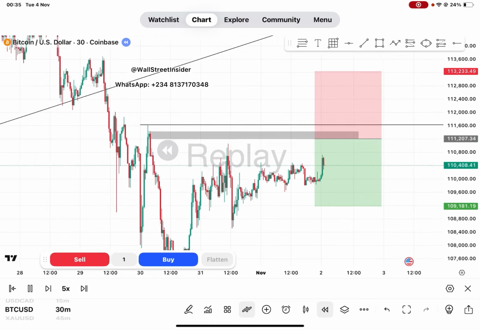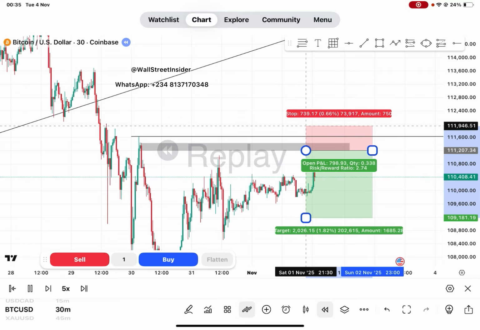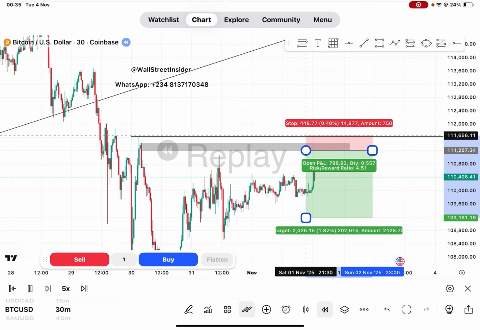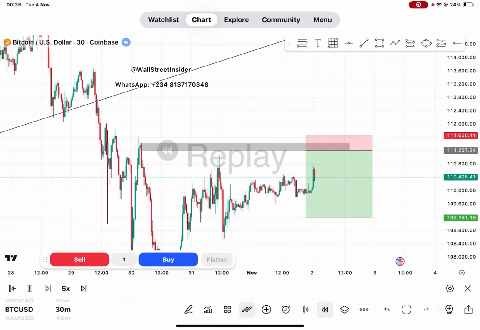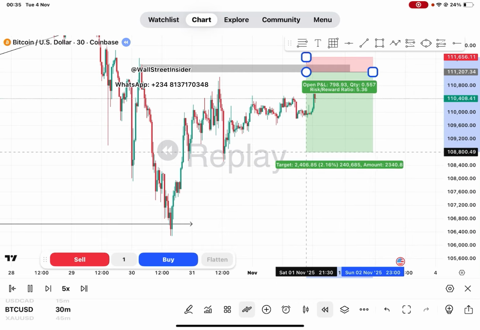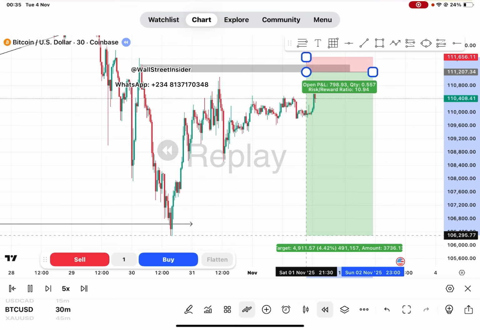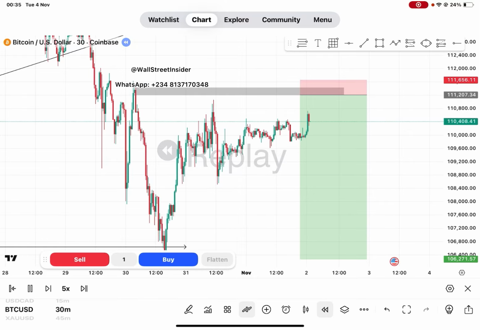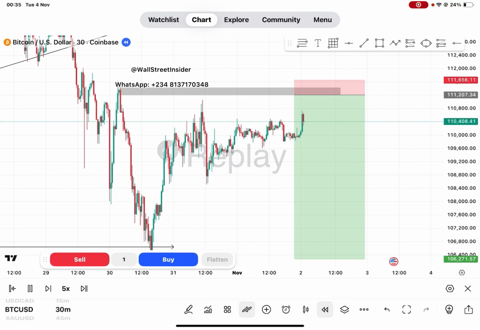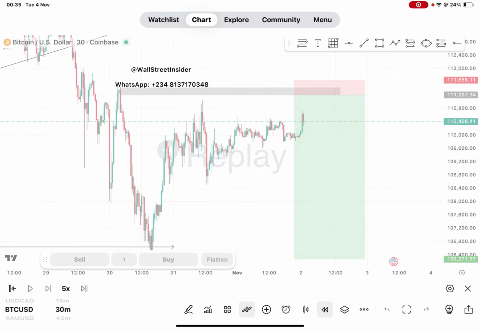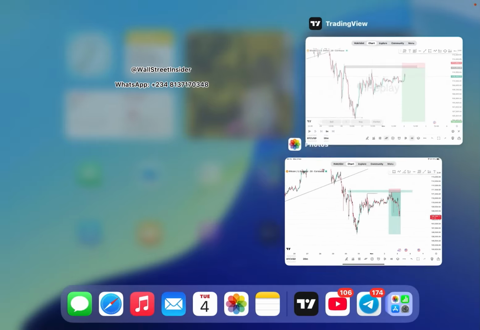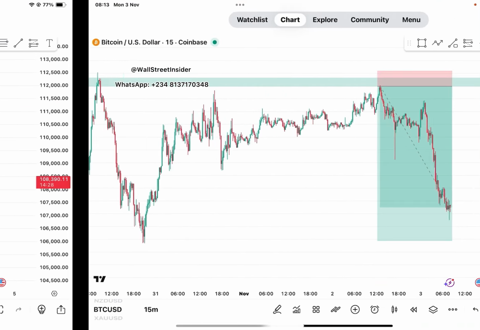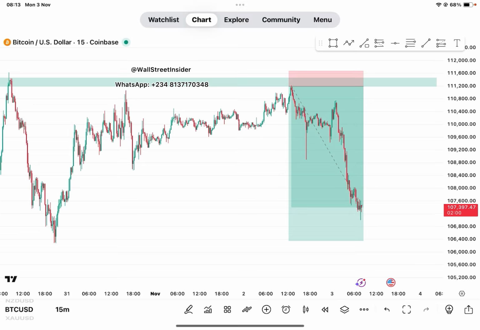I placed my stop loss just below the last high, and I placed my take profit right at this level. So let's see what the market does. And immediately we saw that the market tapped my entry, the market moved, and the market went straight to TP.